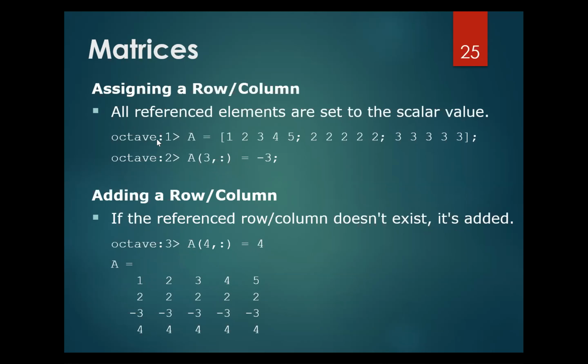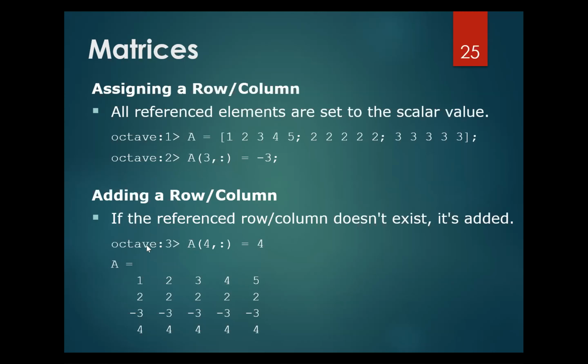So for instance, we have this matrix, and then we say A(3, :) = -3. It means at the third row, remember this, the first is the row, and this colon means all values in the column in that row. So it means for row 3, all values column-wise should be -3.